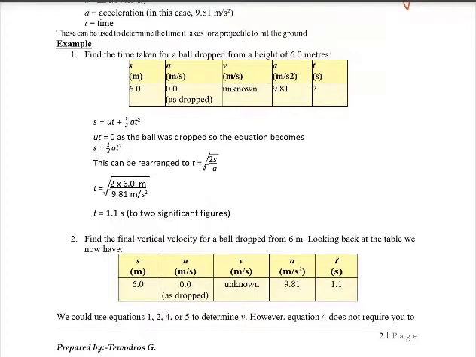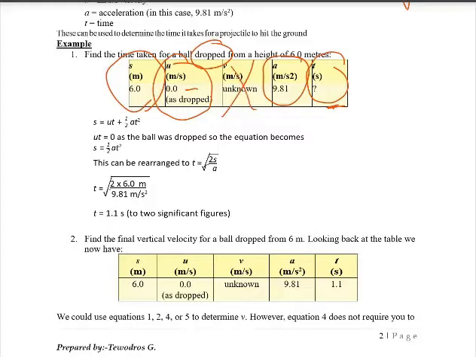Find the time taken for a ball dropped from a height of 6 meters. Dropped. Since it says dropped, the initial velocity is what? 0. And we are asked to determine what? Time. Time t is how much? And since it says drop, initially 0, and the acceleration is what? Gravity. Therefore, we have how many givens? 3 givens. This, and this. And the height is given. Height, initial velocity, acceleration are given, and we are asked to determine the time. What's missing? The final velocity is missing.